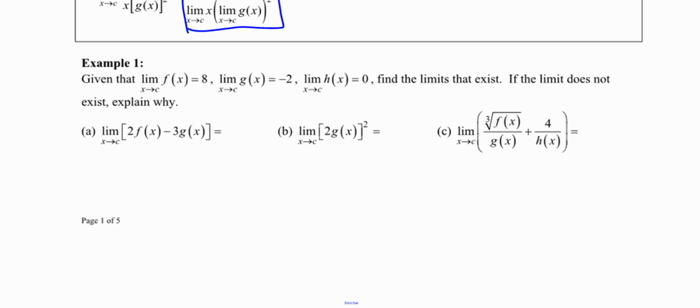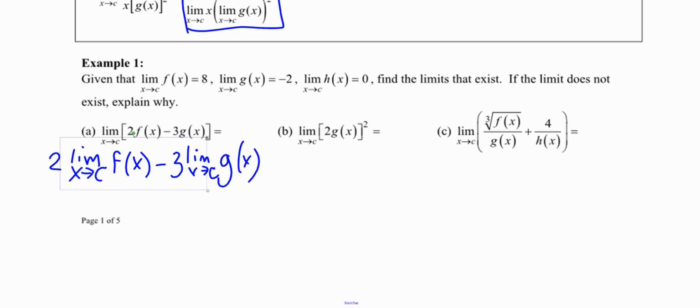We're given certain limits. We don't know what the functions are. We don't know what the constant value we're approaching is, but this is enough to help us figure out some of the bottom parts. As you can see, for example A, we could rewrite this if we want using the constant rule. I could pull this out in the front of the f of x part. I could change it to 2 times the limit as x approaches c of f of x, and then I could subtract 3 times the limit as x approaches c of g of x.